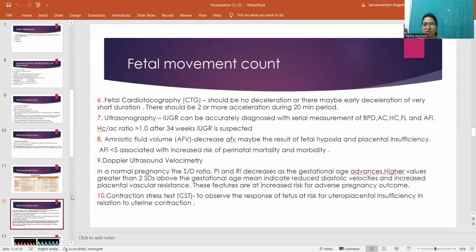Then the contraction stress test, to observe the response of a fetus at risk of uteroplacental insufficiency in relation to uterine contraction. We do that.